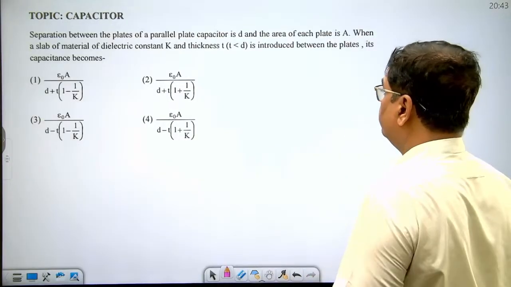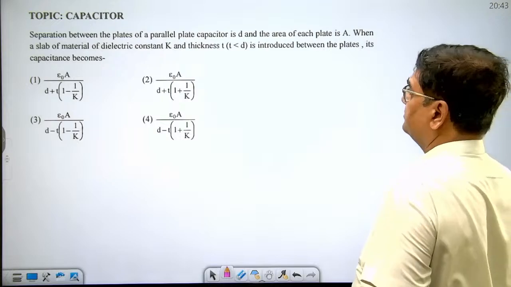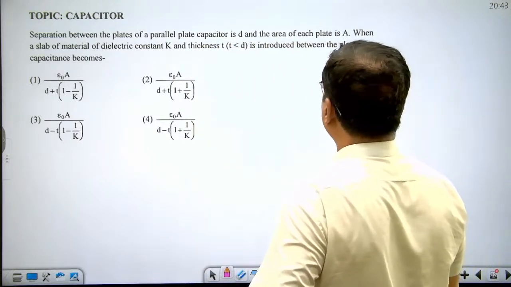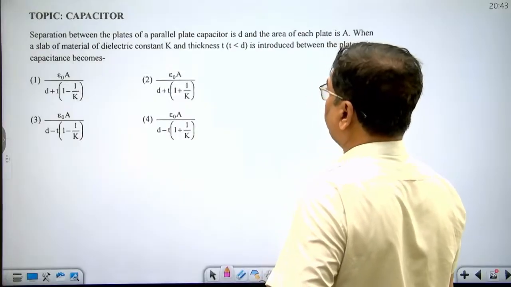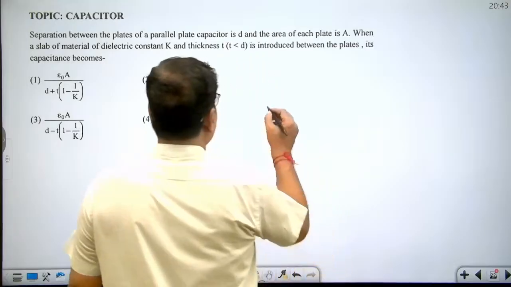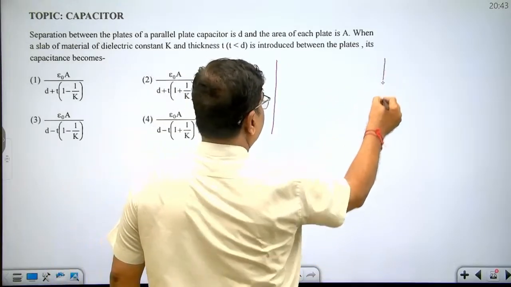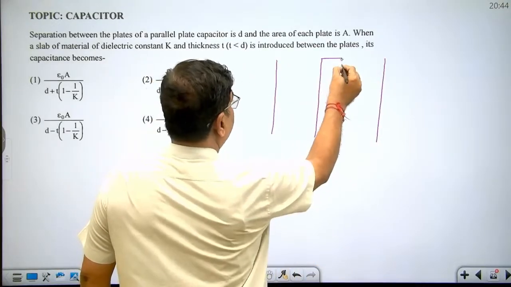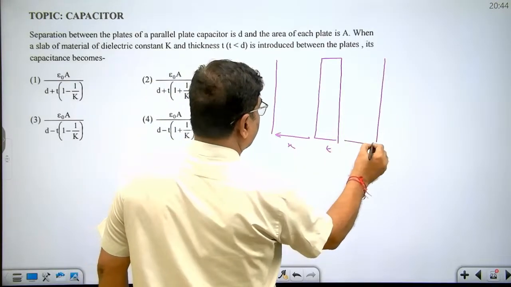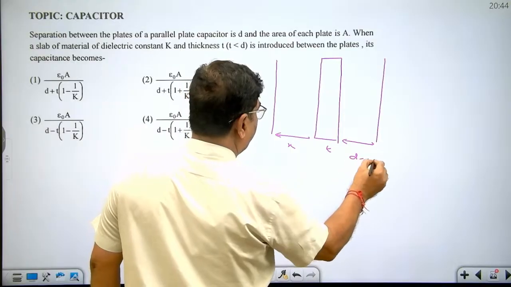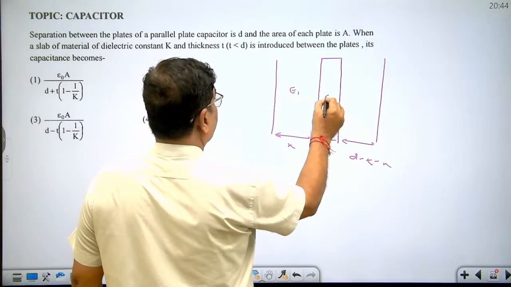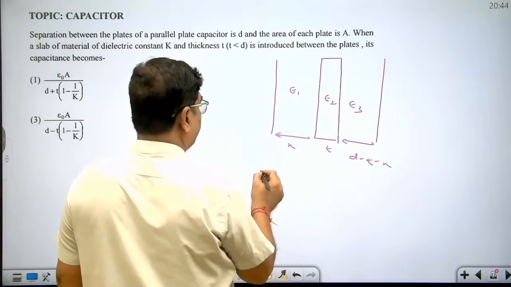This we have already seen. Separation between the plates of a parallel plate capacitor is D and the area of each plate is A. When a slab of material of dielectric constant K and thickness T is introduced between the plates, its capacitance becomes, let's see. Let this be T, this be X, then this is D minus T minus X. Here the electric field is E1, here E2, here E3.